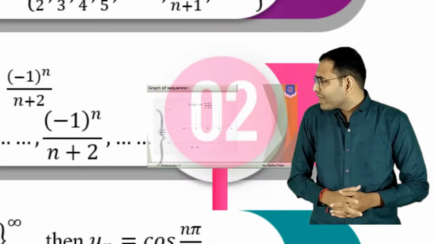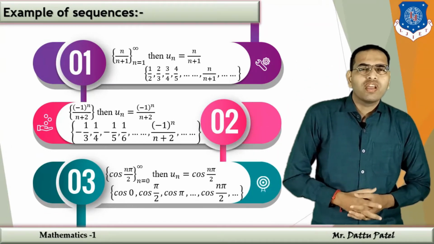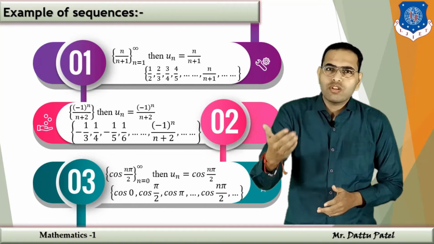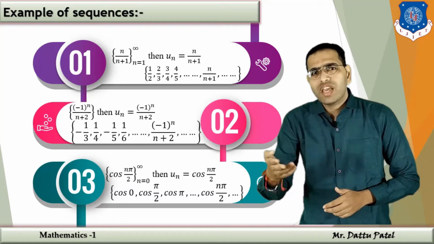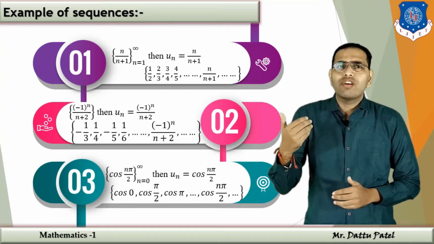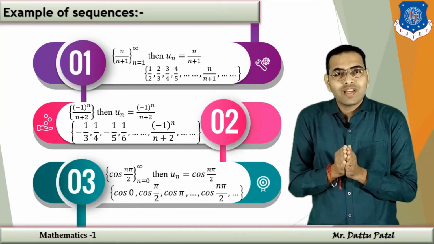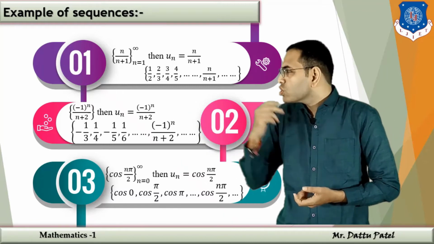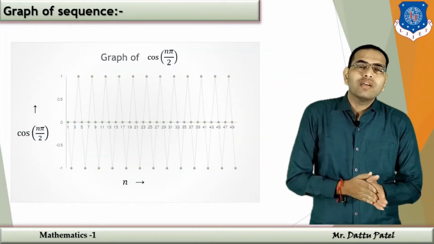Now let's see one more example of a sequence, which is cos n pi by 2, where n runs from 0 to infinity. Here the nth term of the sequence is un equal to cos n pi by 2. In this term substitute n equal to 0, then we get cos 0, and the value of cos 0 is 1. Substitute n equal to 1, then we get cos pi by 2, and the value of cos pi by 2 is 0. Now substitute n equal to 2, then we get cos pi, and the value of cos pi is minus 1. So our sequence is 1, 0, minus 1, 0, 1, 0, minus 1 and so on. In this graphical representation the sequence is n versus cos n pi by 2.